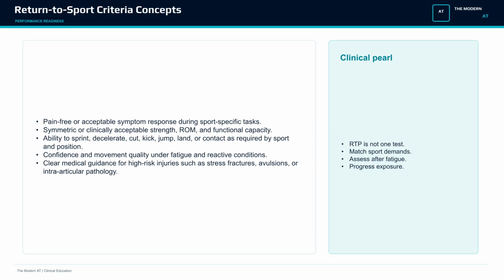Return to sport decisions should include symptoms, range of motion, strength, movement quality, confidence, fatigue tolerance, and medical guidance when relevant. The criteria must match the sport and position. A soccer player needs cutting, kicking, acceleration, deceleration, and reactive movement. A runner needs progressive distance and speed tolerance. A contact athlete needs contact readiness and protection. Return to sport is not one test. It is a gradual demonstration that the athlete can meet sport demands with acceptable symptoms, control, strength, confidence, and safety.